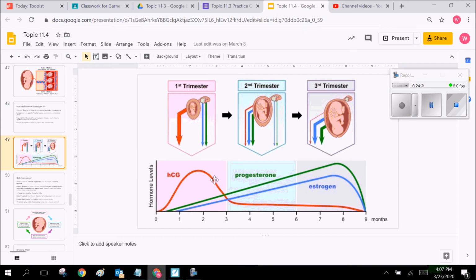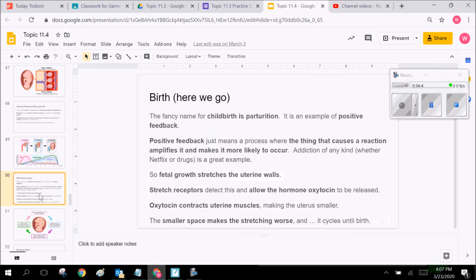So here we see our hormone levels. Remember, HCG is the first big one. It's going to help to preserve that corpus luteum, but once the corpus luteum is no longer needed, HCG levels decline, and progesterone and estrogen increase up until the point where the baby's ready to be born, and then those two drop so that the mom can actually have a kid.